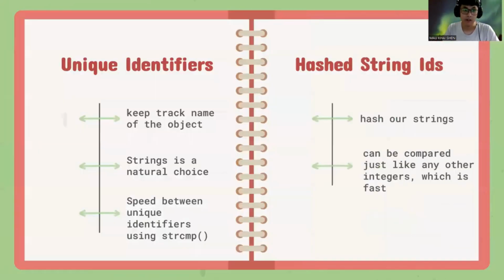All right, next. Unique identifiers. A unique identifier is used to keep track of the name of an object. String is actually the best choice, but for speed, when the unique identifier is a string, it is compared using strcmp, which is quite slow. The best method is using a hashed string, which means that we hash our strings so that they can be compared just like any other integers, which is quite a lot faster.